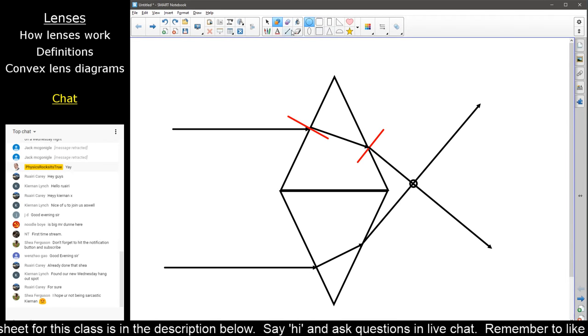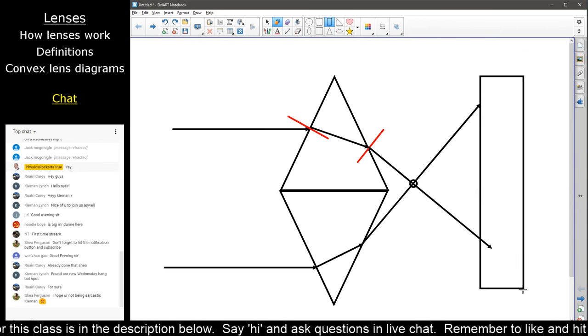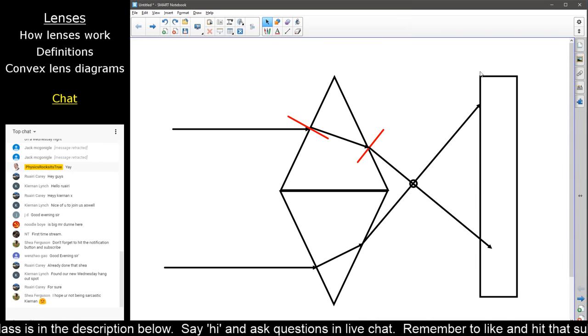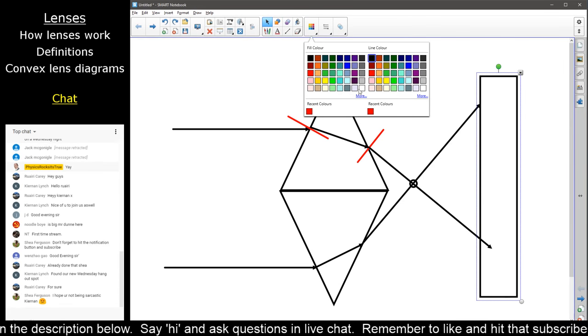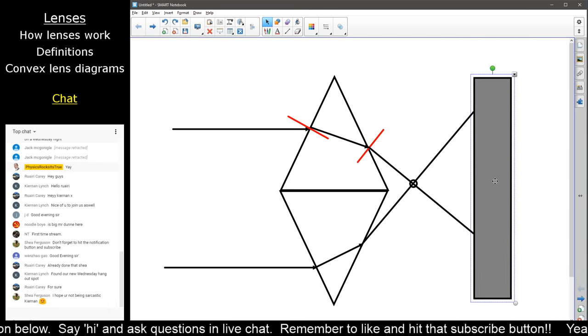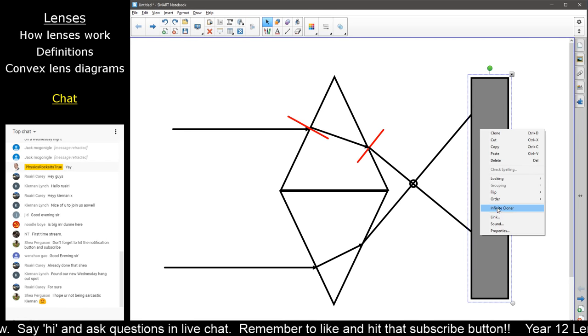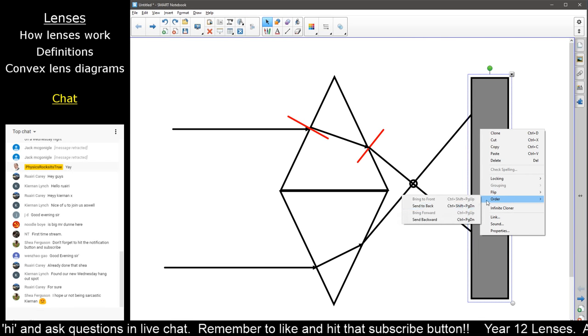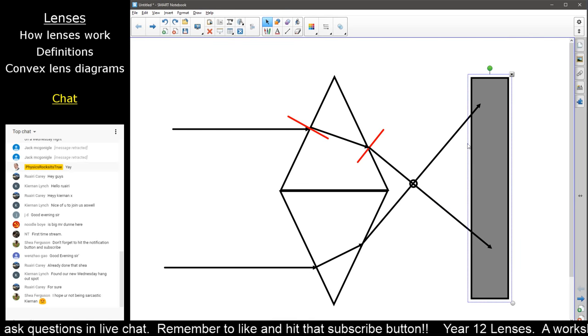If I was to get some form of screen, so let's get ourselves a little screen here, colored in a light gray. I'll send that to the back before I do anything else. If I were to put that screen there, what I get is two dots. My two rays of light would form two distinct dots of light on this screen, which is no different to what they would have done anyway.